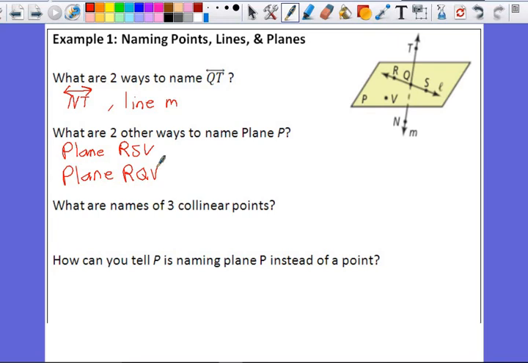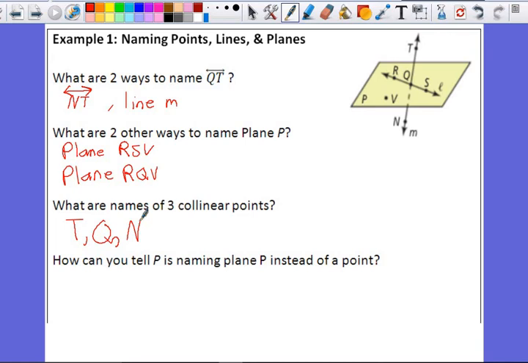What are the names of 3 collinear points? So we just need 3 points that lie on the same line. There's actually 2 answers you could use for this. Depends on if you're using line RQS or line TQN. Either one of those would work. In this case, I'm going to use T, Q, and N. So point T, point Q, and point N. All 3 of those would be collinear points because they lie on the same line.